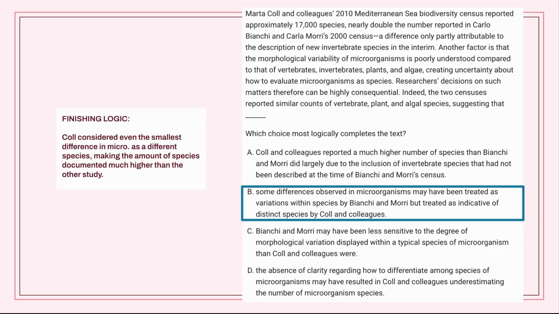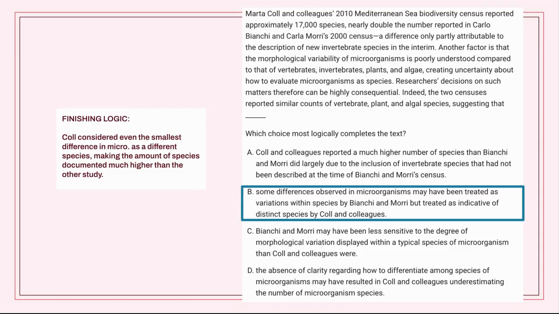The first study may have been less sensitive to the degree of morphological variation displayed within a typical species of microorganism than Cole and colleagues were. Okay, so this is also incorrect because if they were less sensitive to degree of variation within a species, this is kind of the opposite. They were very sensitive, or they cared a lot about the fact that even in one species there can be variation. So they were kind of thinking about that.